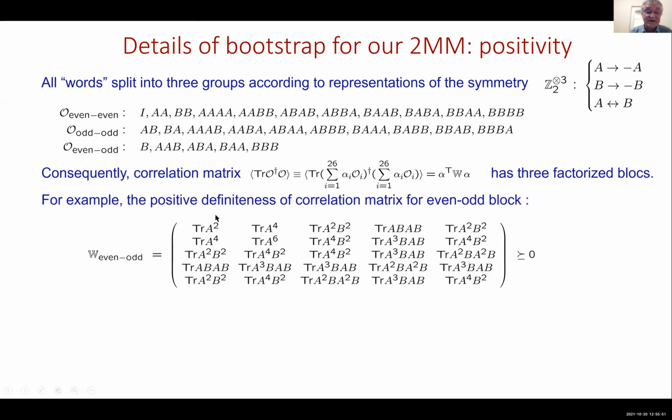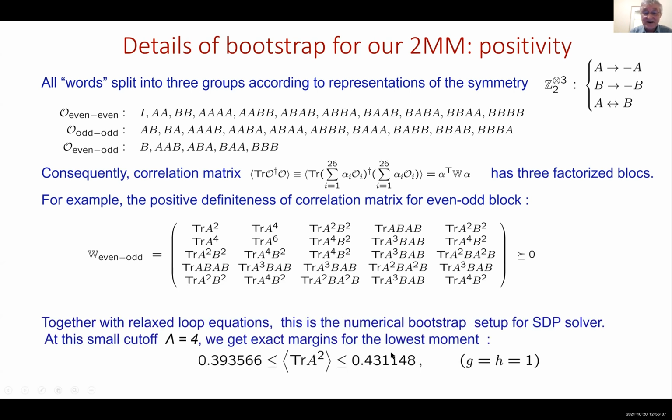For example, the smallest block is even-odd. It should, of course, be positive definite separately from the other blocks, and you impose the same on the other 2 blocks. And then you do numerics, which even at lambda equals 4 gets about 1.5 orders of precision, or maybe you can view it as 2 orders of precision. That's at a very generic point in couplings, G and H equal to 1. But it needed only 1/10 of a second on a laptop to solve it.